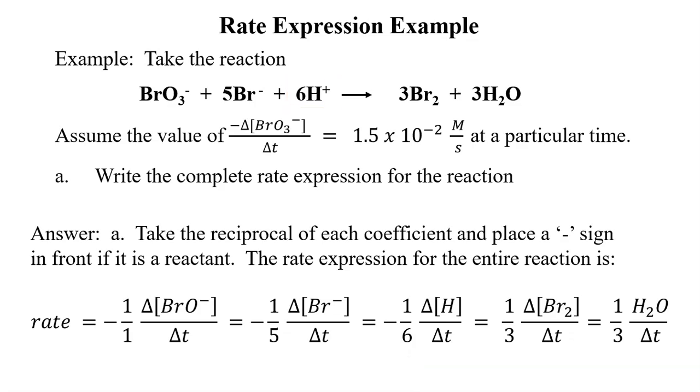Now we go over to the product side. We have 3Br2. We're going to flip the 3. We don't need to put a negative sign because that value is increasing. It's a product. And finally, the last one is for water. We flip the 3 and make it 1/3. By doing that, we can equate the rates of all of these. So if we want to know how much the rate of one is changing with respect to the rate of another one, we can do that. So we're going to go ahead and do that for this question.